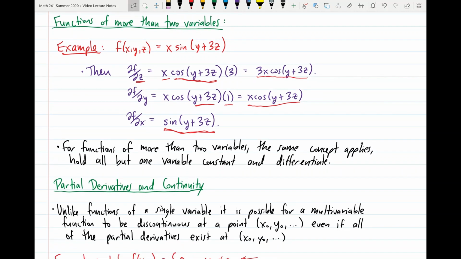And then finally, for the partial derivative with respect to x, sine of y plus 3z is going to be a constant, so we find that the derivative is just sine of y plus 3z.